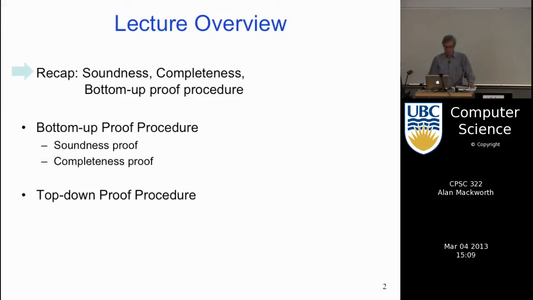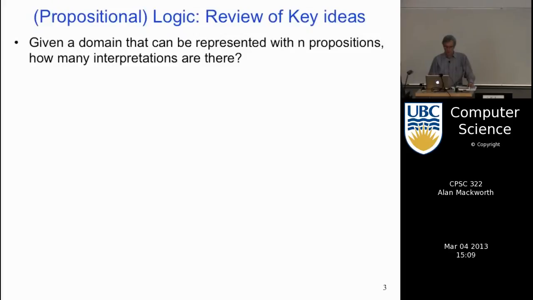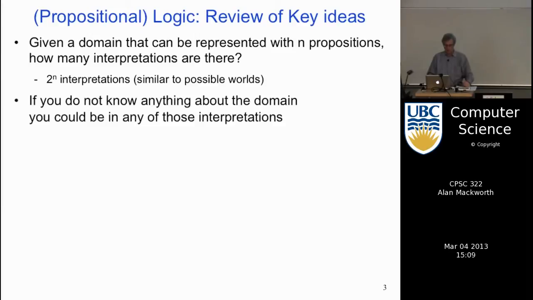Okay, so recapping soundness and completeness. Just a quick review of propositional logic. Given a domain that can be represented with n propositions, how many interpretations are there? Off the top of your head, you should say instantly 2 to the n. There's a truth table for all the propositions, and every entry in the truth table is an interpretation, right? Very similar to the idea of possible worlds. If I don't tell you anything else about the domain, I don't give you any facts that are true in the domain, you could be in any one of those interpretations.